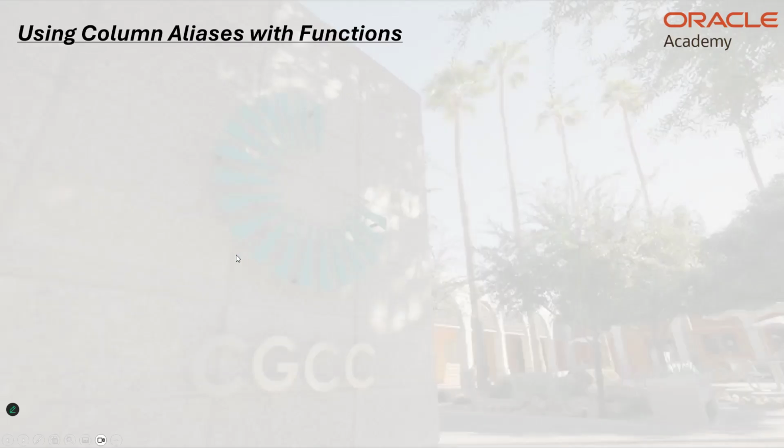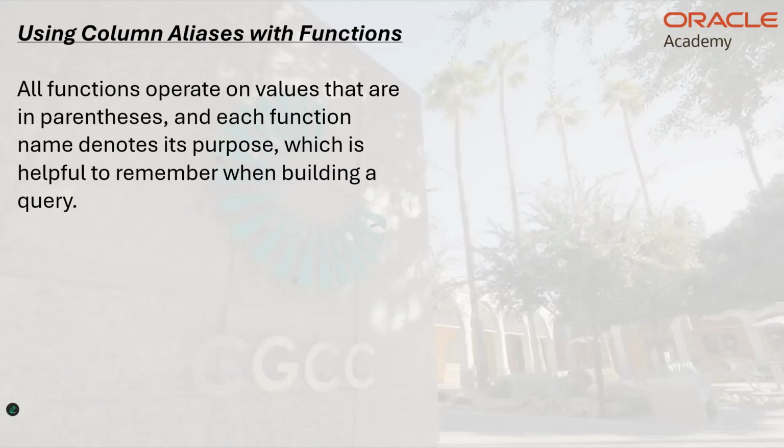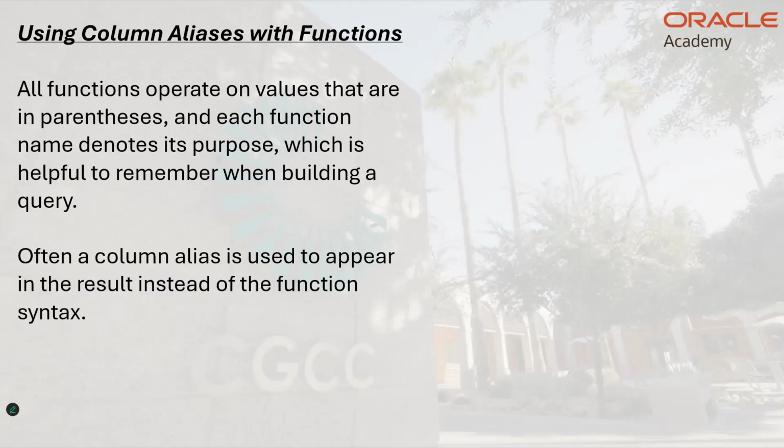All right. Can you use column aliases with functions? All functions operate on values that are in parentheses, and each function name denotes its purpose, which is helpful to remember. So just be very careful. It's always a function, and then whatever you're processing within that function, within parentheses. Sometimes you are using column aliases, and to answer the question, yes, you could use column aliases to basically provide an argument for a function.